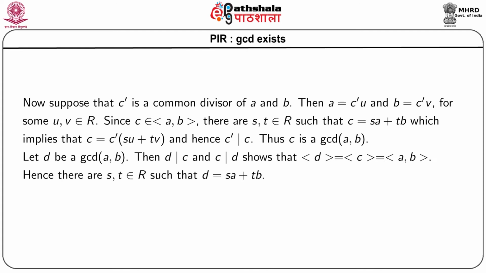Suppose that D is a GCD of A, B. Then both D divides C and C divides D, which implies that the ideal generated by D is equal to the ideal generated by C, which is equal to the ideal generated by A, B, and hence D belongs to the ideal generated by A, B, and so D is of the form SA plus TB for some S and T in R.